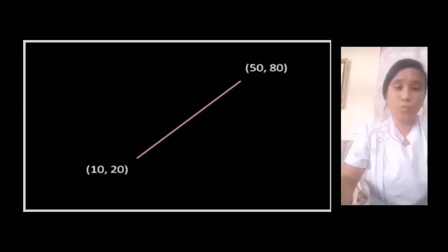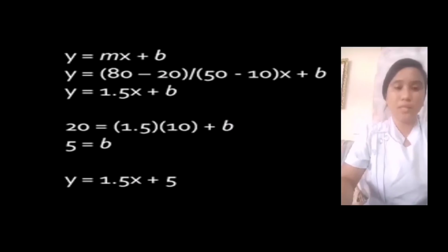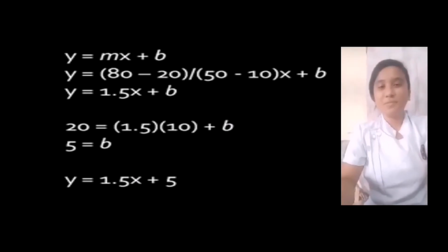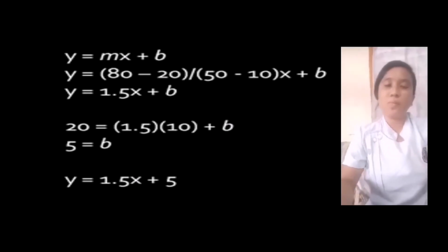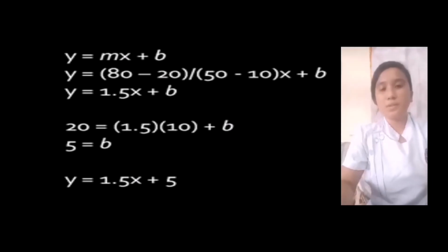So here is an example. Points (10, 20) and (50, 80). So the slope is 80 minus 20 over 50 minus 10, which is 1.5. Then we substitute the x, y values, 10 and 20. Then we solve for b. We get 5, so the slope-intercept equation of this line is y equals 1.5x plus 5.